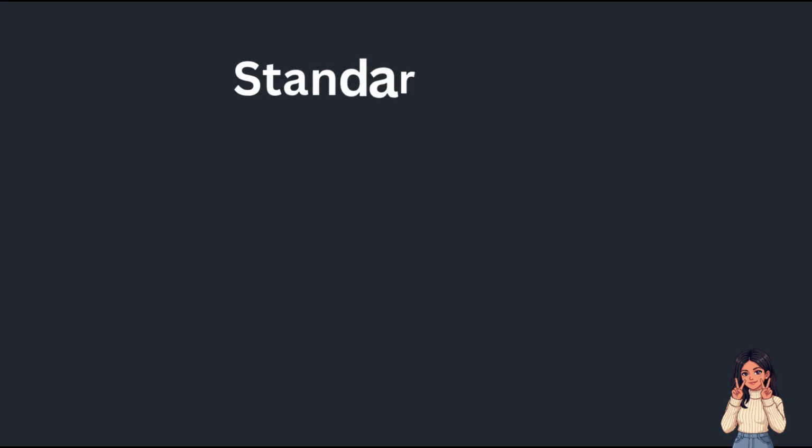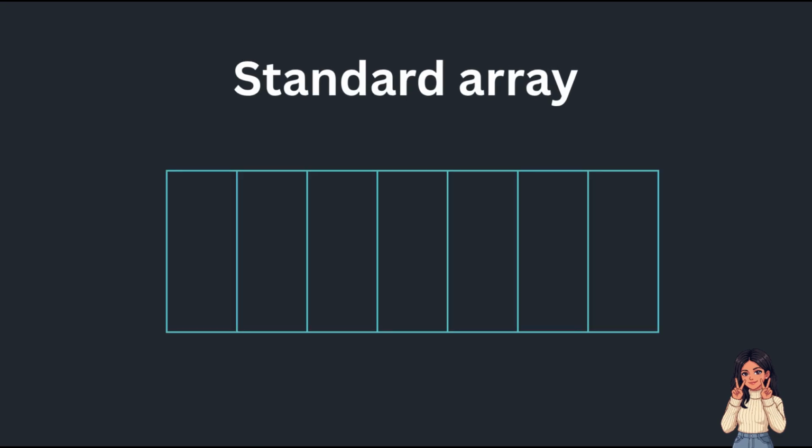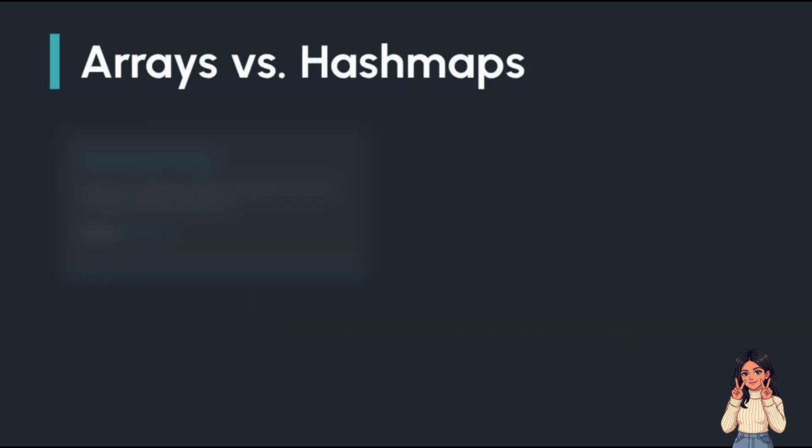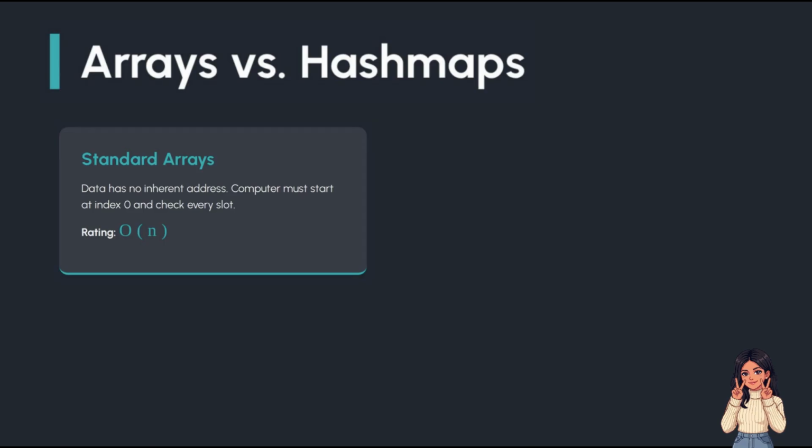In a standard array or list, data has no inherent address. If you want to find out whether the number 8 is on a list of 1,000 numbers, the computer has no choice but to start at index 0, read the value, move to index 1, read the value, and check every single slot one by one until it hits your number. That is O of n time. The time it takes grows perfectly linear with the size of your data.